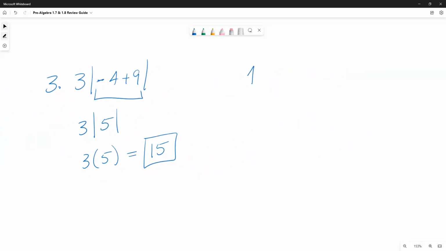All right, 4. Now this one has 3 times the absolute value of -4, plus 3 times the absolute value of 9. Do you think we're going to get the same answer? Is 3 times -4 plus 9 the same as 3 times -4 plus 3 times 9? Oh, okay, no, we feel like it's not going to be the same. Okay. So Julian, what do we do first?